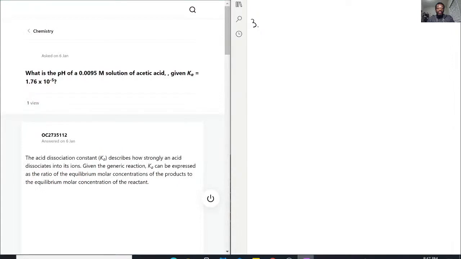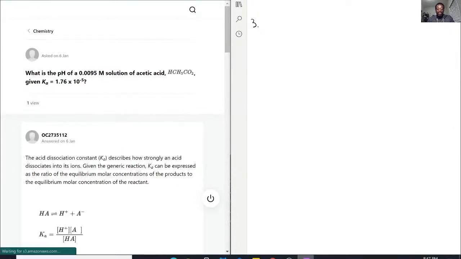So, for question 3, we have: what is the pH of a 0.0095 molarity solution of acetic acid, given that the Ka value is that much? So we're given 0.0095 molarity, and they do give us acetic acid, and they give us that the Ka is equal to 1.76 times 10 to the negative 5.